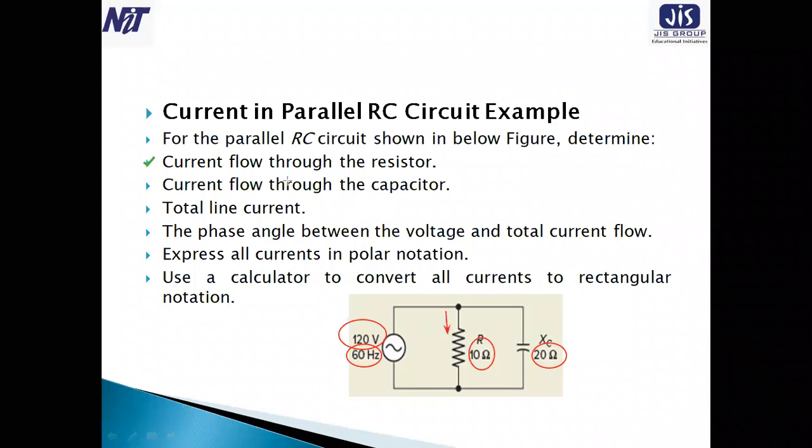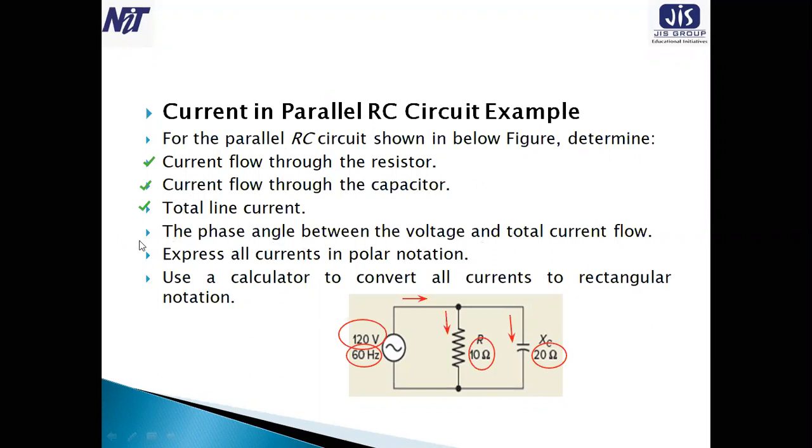Next, the current flow through the capacitor. This current we have to calculate. Total line current, that means this current we have to calculate. All these things we need to calculate in this problem: current through the resistor, current through the capacitor, the total current, and then the phase angle between voltage and total current flow. We know what this is, so that part we also have to calculate.